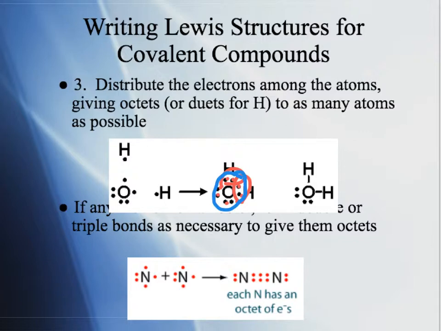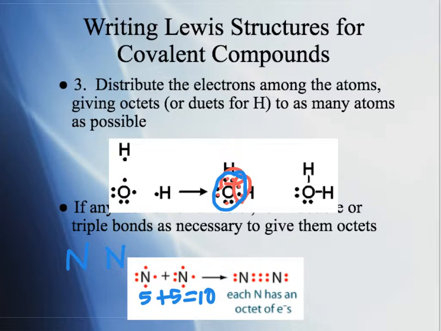Now, if you put all your dots there and not all of the elements have octets or duets, that means you're going to have either a double or a triple bond. So you want to distribute them as necessary. So for example, if you've got 2 nitrogens, each nitrogen has 1, 2, 3, 4, 5. 1, 2, 3, 4, 5. Right. So that means 5 plus 5 is going to be 10 valence electrons.